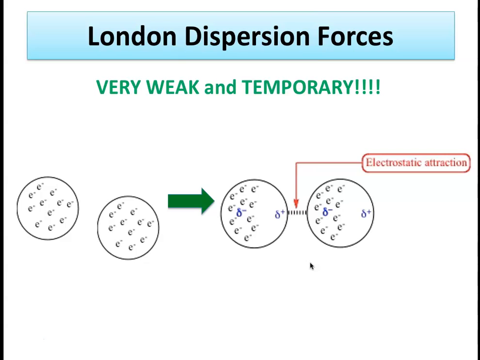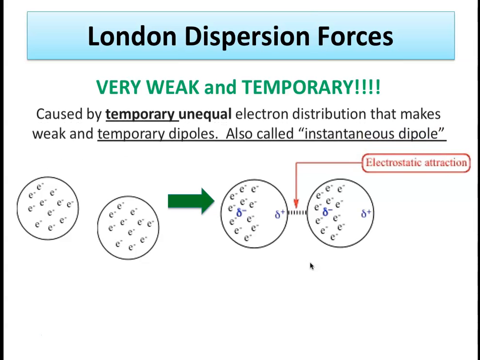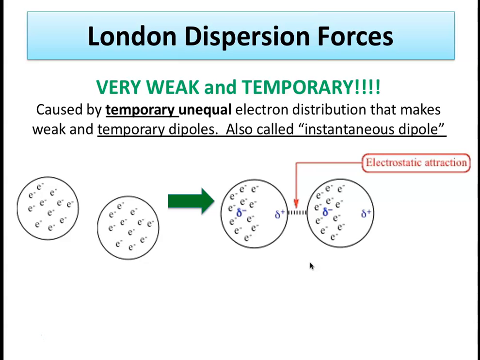Now understand this, when this attraction occurs, it can instantaneously go away. It's temporary, it's there, and then it's not. The electrons are constantly moving. So, it's on, it's off, it's on, it's off. It's why it's very, very weak. So ultimately, London dispersion forces, or LDFs, are caused by a temporary unequal electron distribution that makes these temporary dipoles, which again we can call instantaneous dipoles, but then it goes away. So it's not permanent. Questions on LDF?